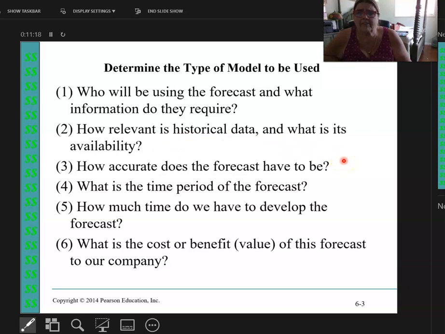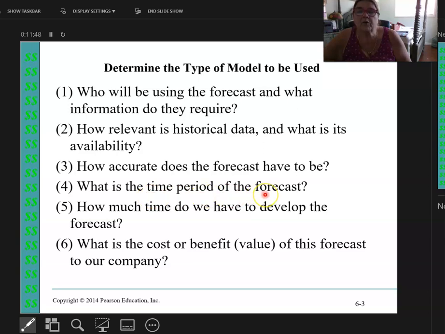Now, number 3 might sound kind of funny. How accurate does it have to be? Remember, it is the best guess. But if you're in any sort of business environment, your whole plan, your whole business environment is tied to the accuracy of that forecast. So you want it to be as accurate as possible, and not just what I call WAG, wild ass guess. Okay? So you want to be as good as possible.